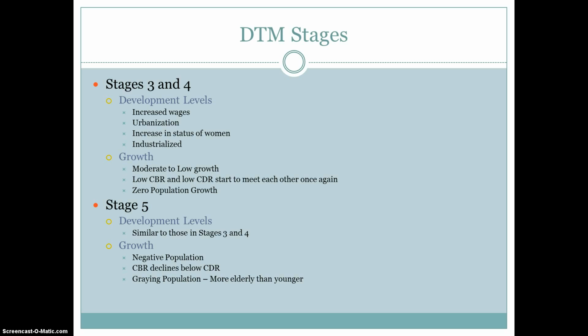And in terms of the demographic transition model, the growth we see in these countries is negative population growth, and this is when the birth rate declines below the death rate. And we see this concept of an aging population, where there are many more elderly people than younger people. And then this causes a high dependency ratio, which brings all sorts of trouble factors into the country.